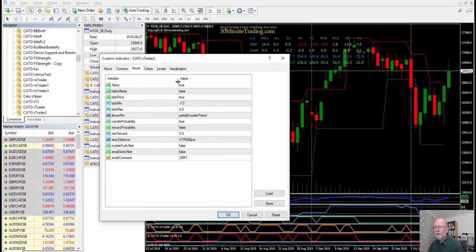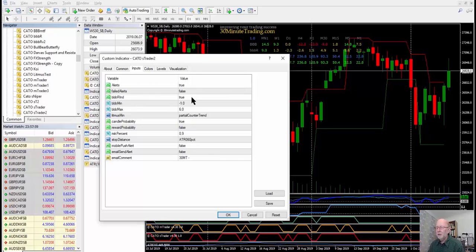And we can see that it's set up so alerts true. Now what that means is, do you want alerts, yes or no? If you set it to true, it will give you alerts. Failed alerts, false. If it's false, you don't want to be notified of alerts that might have triggered but didn't trigger because they're not within the constraints that happen below.